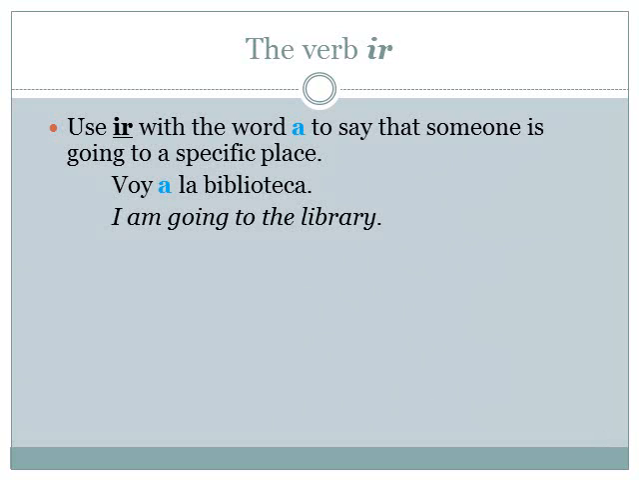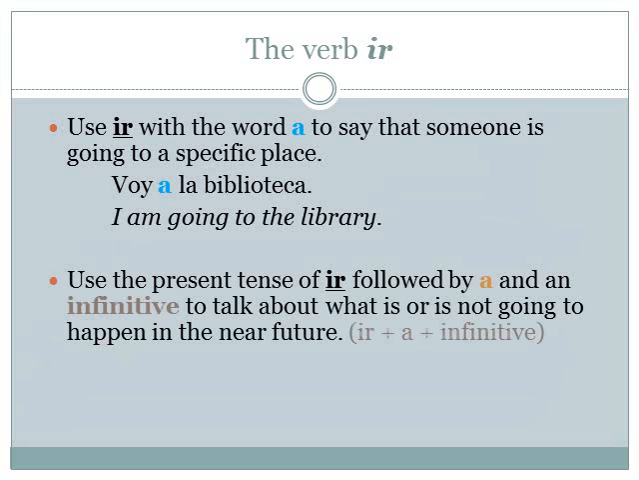The thing that's different now, the thing that we call the ir plus a plus infinitive, is that we can use the present tense of ir followed by the same a and an infinitive to talk about what is or is not going to happen in the near future. Now, from here on out, you will hear me say ir plus a plus infinitive. That means that so-and-so is going to do something.